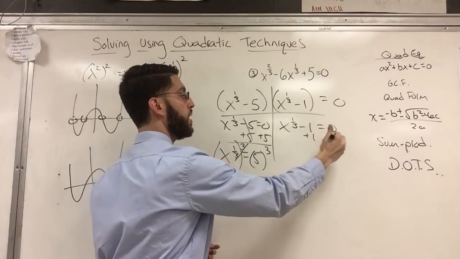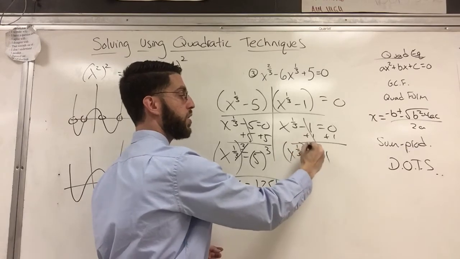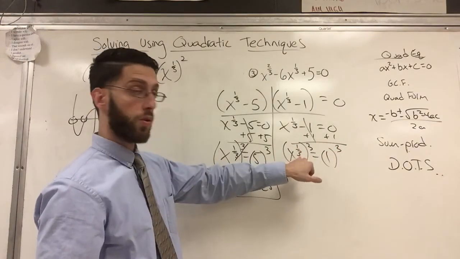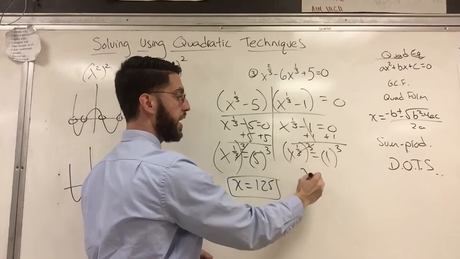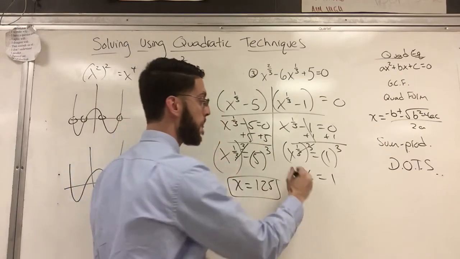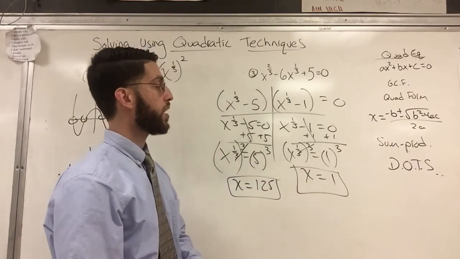Or we add 1 here to both sides. X to the 1/3 equals 1. Again, you raise both sides to the 3rd power, the reciprocal of the exponent. They will cancel, and x equals 1 times 1 times 1, which is not 3, it's still 1. So there are your 2 solutions, okay?